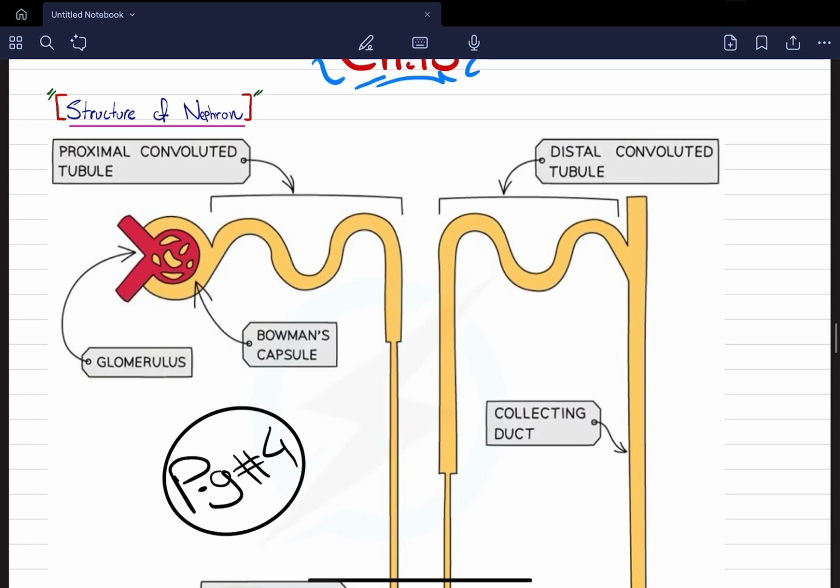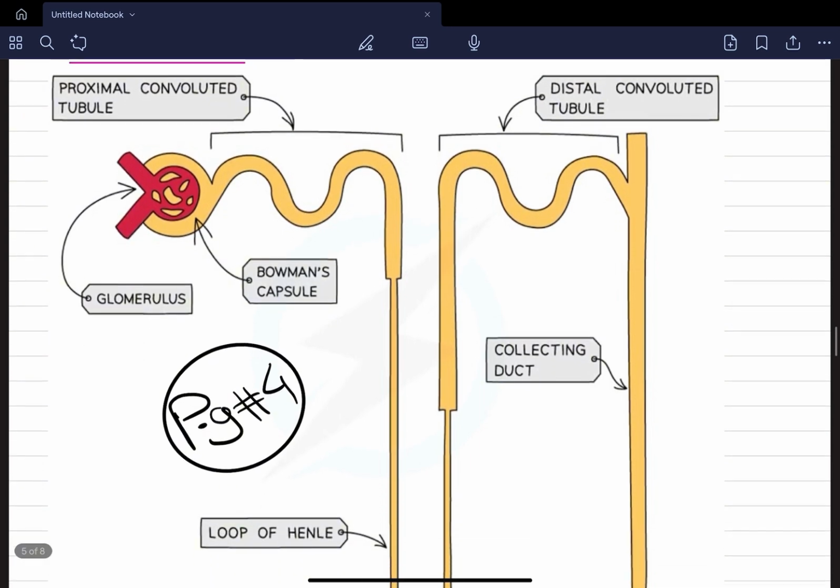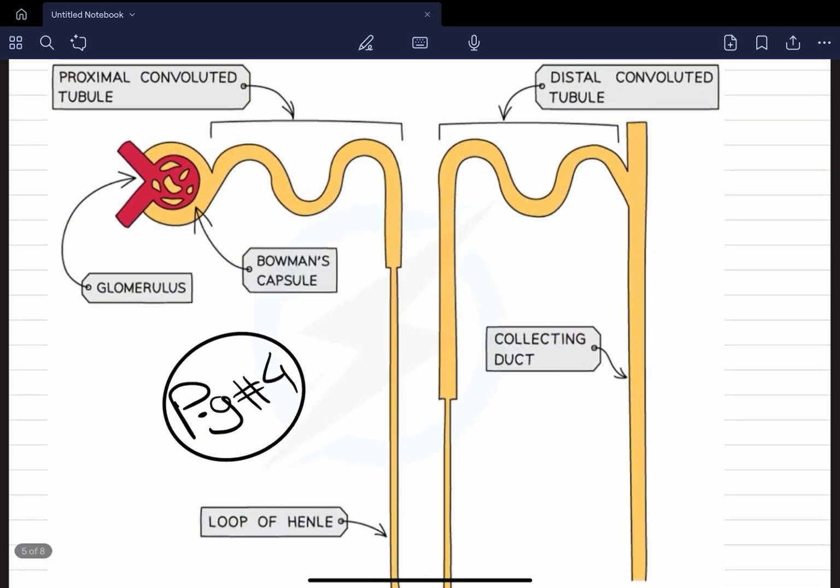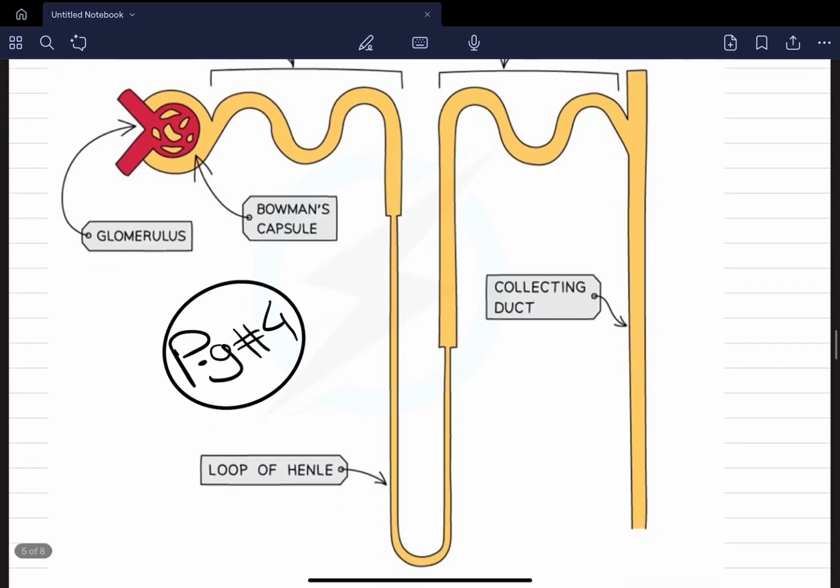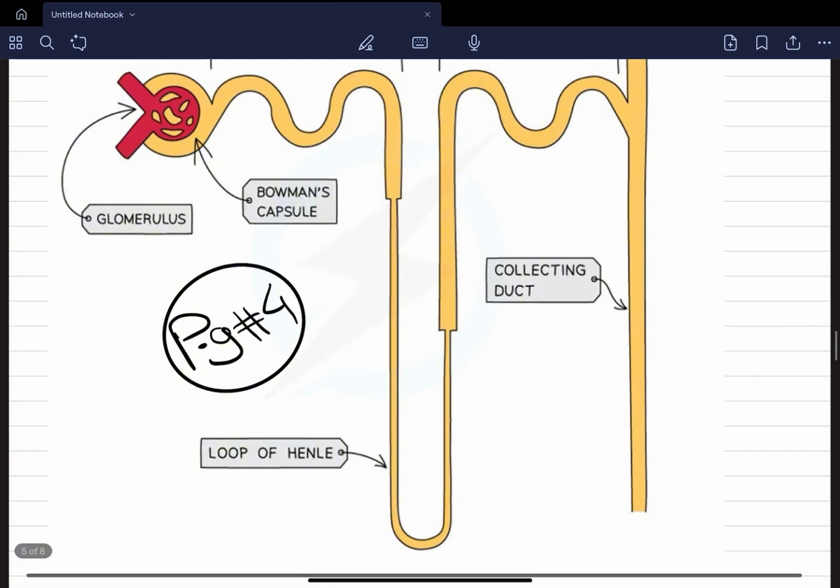This is a detailed structure of the nephron. On the left side, you have the proximal convoluted tubule connected to the glomerulus in the Bowman's capsule. On the right-hand side, you have the distal convoluted tubule. The distal convoluted tubule extends downward into your collecting duct, and both of them are connected by the loop of Henle.